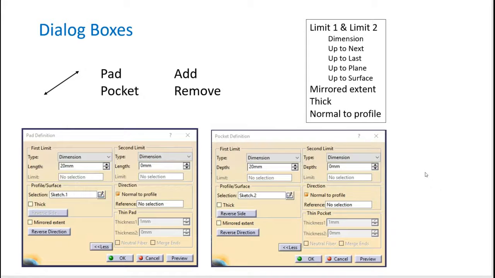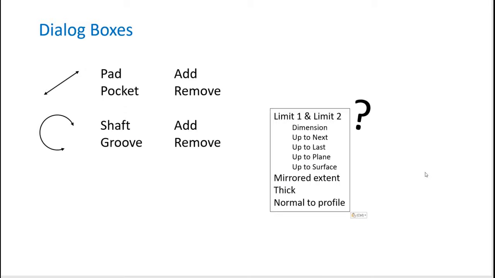Okay, that's great. Now we're going to go to some additional sketch-based features called shafts and grooves. Now pads and pockets are extruded in a linear direction. Shafts and grooves go in a rotational direction. So we're going to look at which of the concepts that we've learned in the first dialog boxes apply to shafts and grooves. So let's take a look at that now.